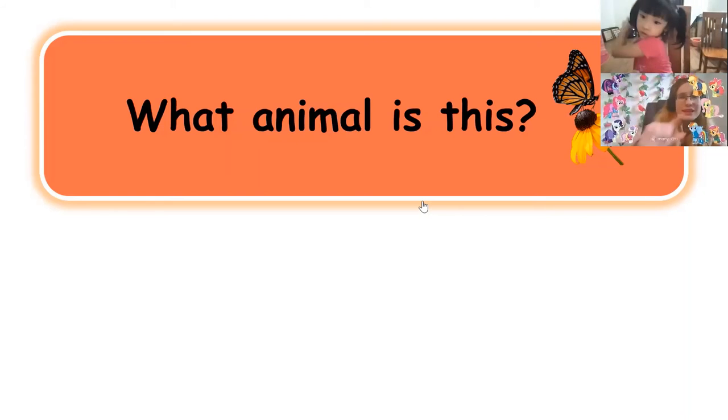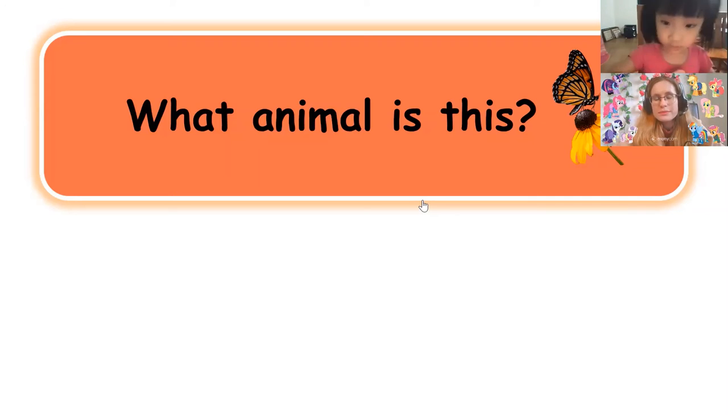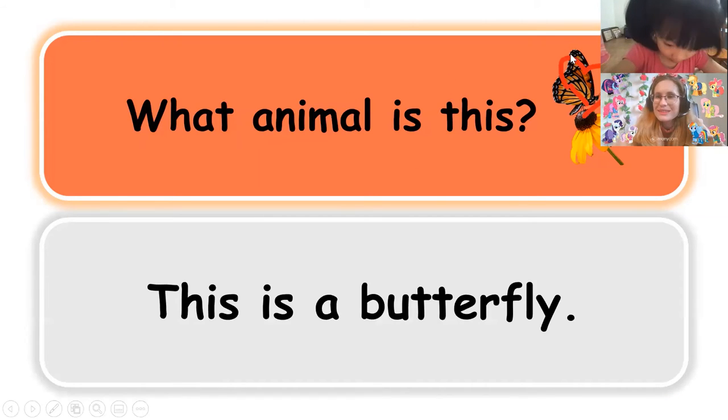What animal is this? Oh, this is the one you like, Sarah? Yes. What animal is it? I know you know. Butterfly. A butterfly. Yes. Very good. Good job. A beautiful butterfly.